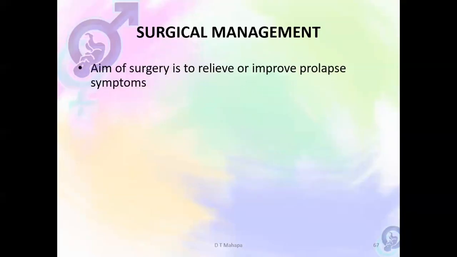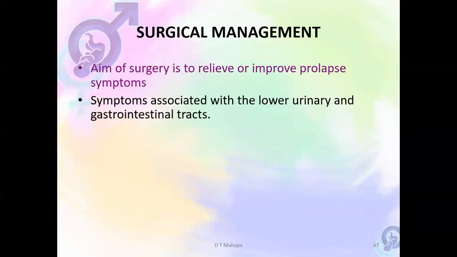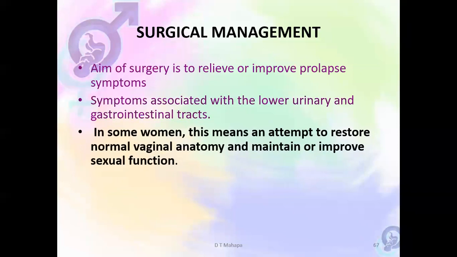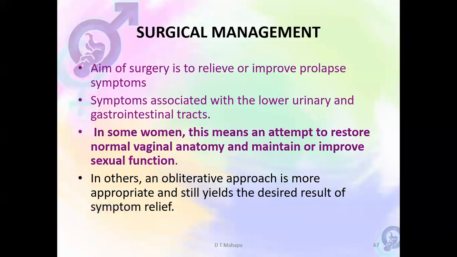This is surgical management, because the aim of the surgery is to relieve or improve the symptoms of prolapse and the symptoms that are associated with the lower urinary and gastrointestinal tract. In some cases, very rarely, in women who are not sexually active and very old, there is an obliterative approach, which is called colpocleisis, which means actually abolishing the vagina altogether, closing it altogether. There's no vaginal canal. It can help, but that's very rare in very old women.